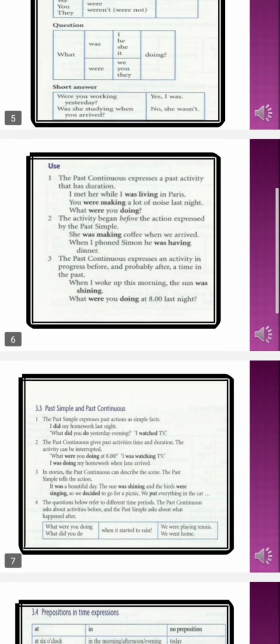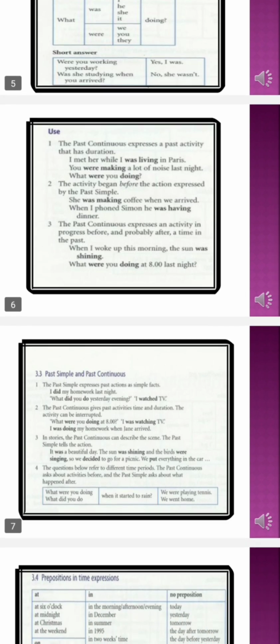Use. Number 1. The past continuous expresses a past activity that has duration. For example, I met her while I was living in Paris. Another example, you were making a lot of noise last night. In question, what were you doing?